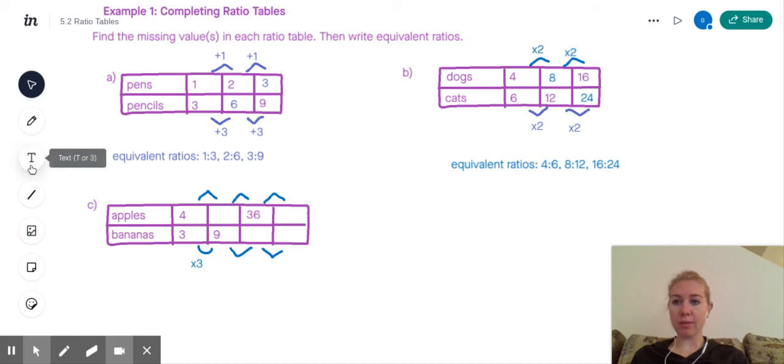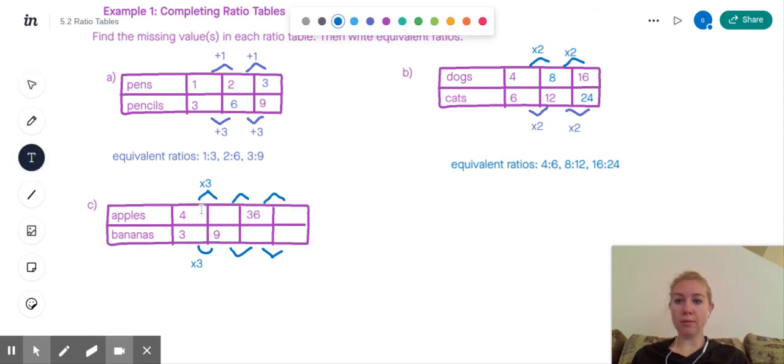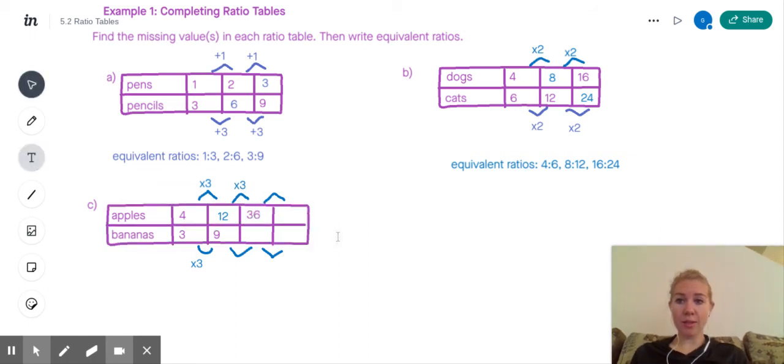Okay, so let's see if that works on the top. 4 times 3 would be 12. And then, let's see, 12 times 3. Oh, that is 36. So I think times 3 is our pattern. So you kind of have to try it out a little bit and do some trial and error. See if the numbers all fit. Okay, times 3. So 36 times 3, that is 108.